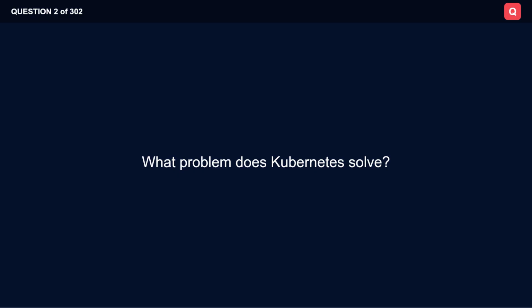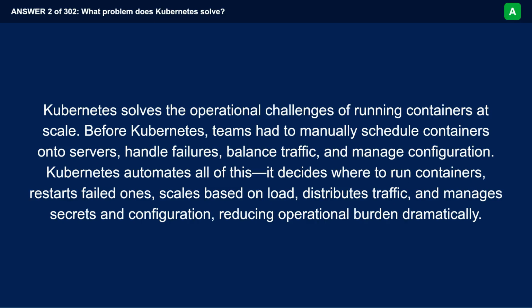What problem does Kubernetes solve? Kubernetes solves the operational challenges of running containers at scale. Before Kubernetes, teams had to manually schedule containers onto servers, handle failures, balance traffic, and manage configuration. Kubernetes automates all of this. It decides where to run containers, restarts failed ones, scales based on load, distributes traffic, and manages secrets and configuration, reducing operational burden dramatically.